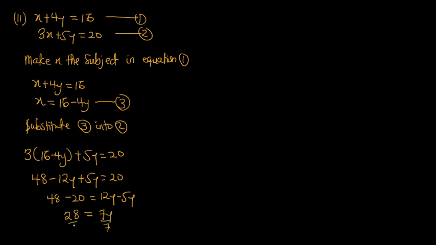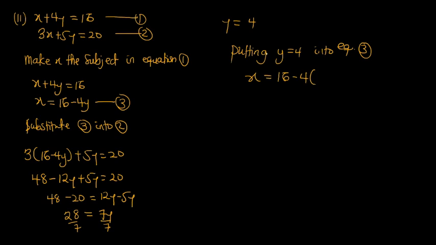So I divide both sides by 7. So my y is equal to 28 on 7 will give me the value of 4. Now putting back y is equal to 4 into equation 3, I have x is equal to 16 minus 4 into bracket y value, which is now 4. I have x is equal to 16 minus 4 multiplied by 4 is 16. So my x is equal to 16 minus 16 will give me a value of 0. So my x is 0, my y is 4.